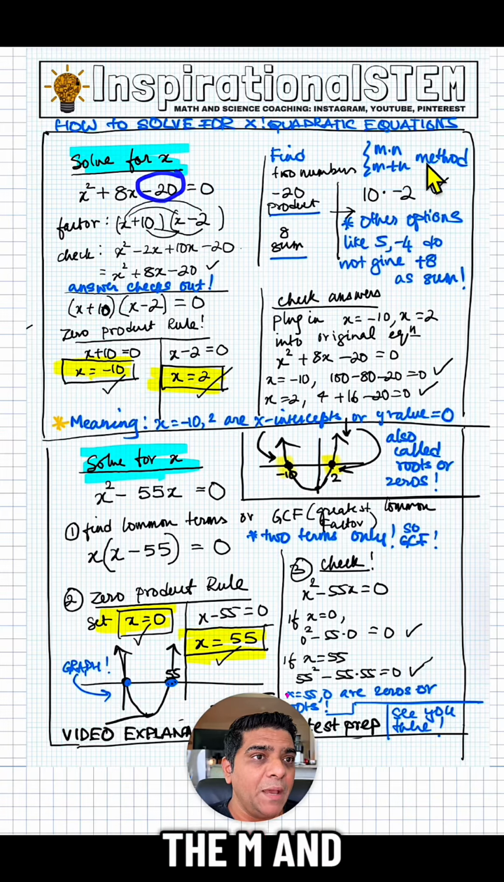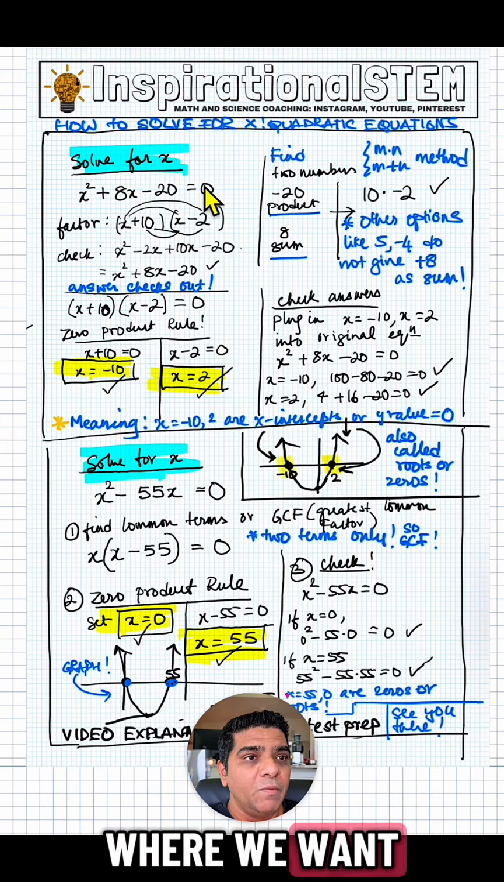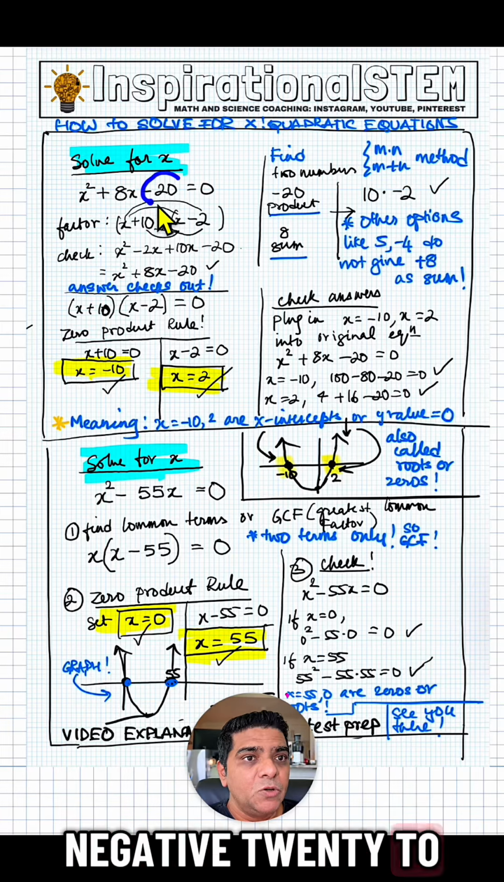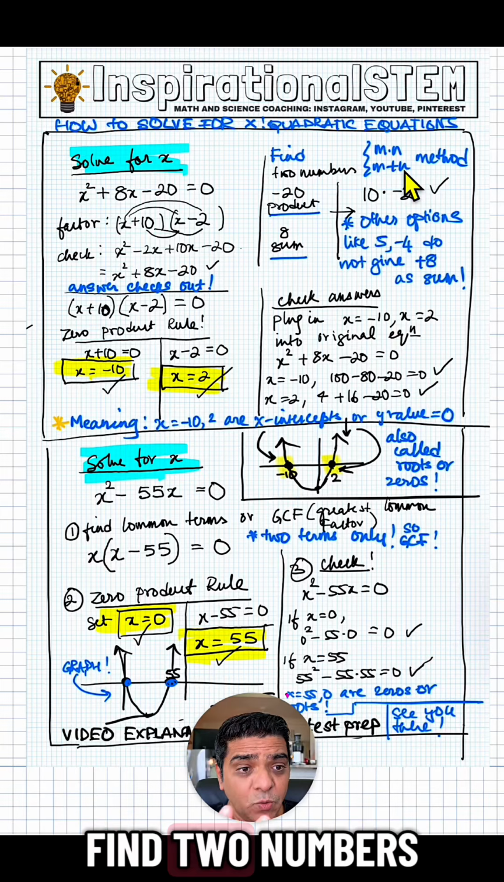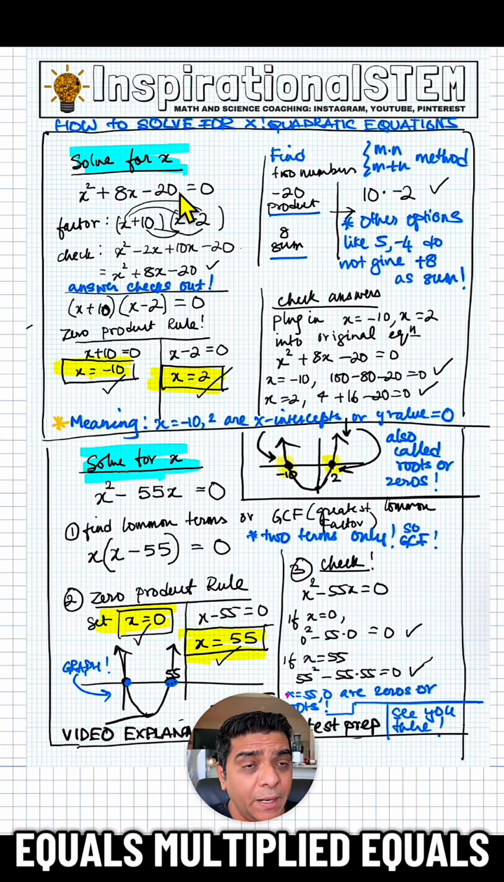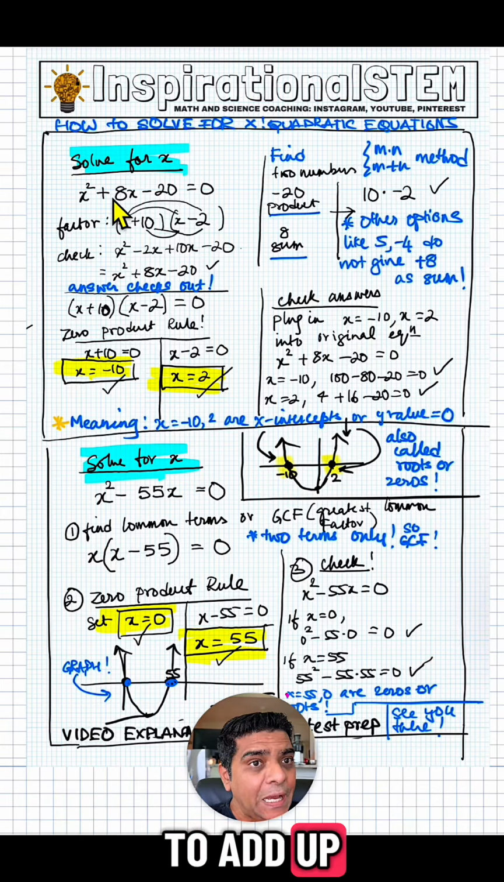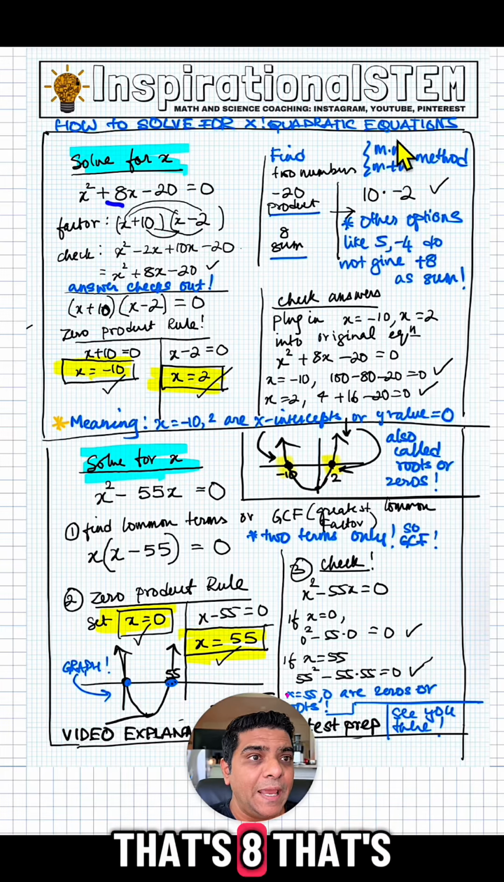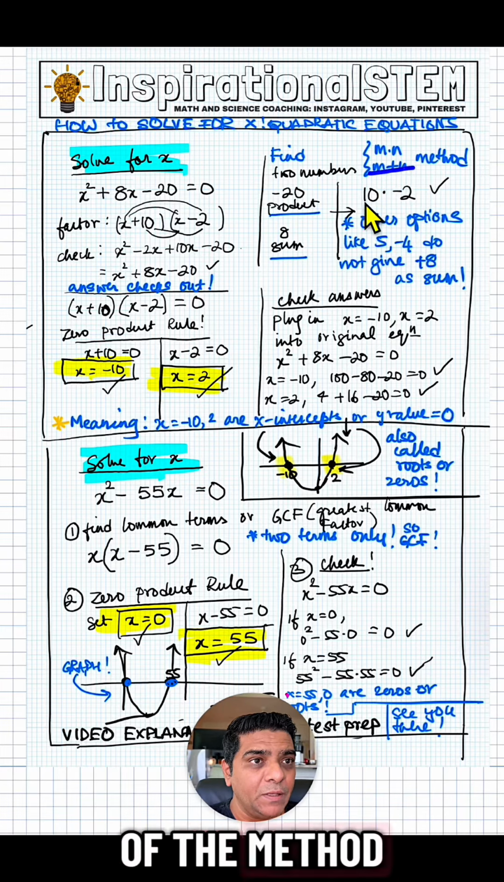So we are going to use the m and m plus n method, where we want negative 20 to be the m times n. So we want to find two numbers that, multiplied, equal negative 20, and they have to add up to the middle term. That's 8. That's the m plus n part of the method.